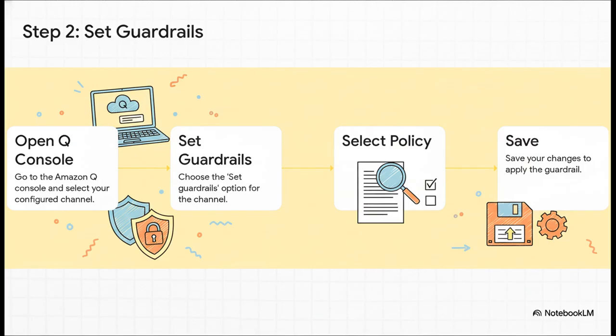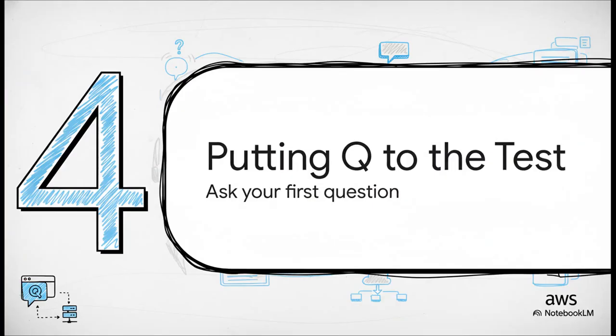Then, for step two, you'll just hop over to the Amazon Q console. And here, you'll apply that same policy, but this time as a guardrail for the specific Slack or Teams channel you want to use. This pretty much just acts as the on switch, activating Q's capabilities for that channel. And that's it. You're all set up. All right, with the setup complete, now it's time for the fun part, putting Amazon Q to the test and actually seeing what this thing can do for you.